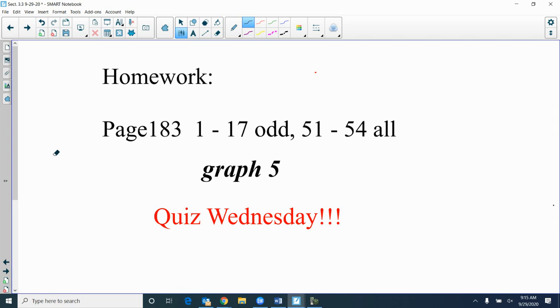Is the absolute value stuff on the quiz? No absolute value stuff, just graphing inequalities, solving one-step inequalities. Good question.